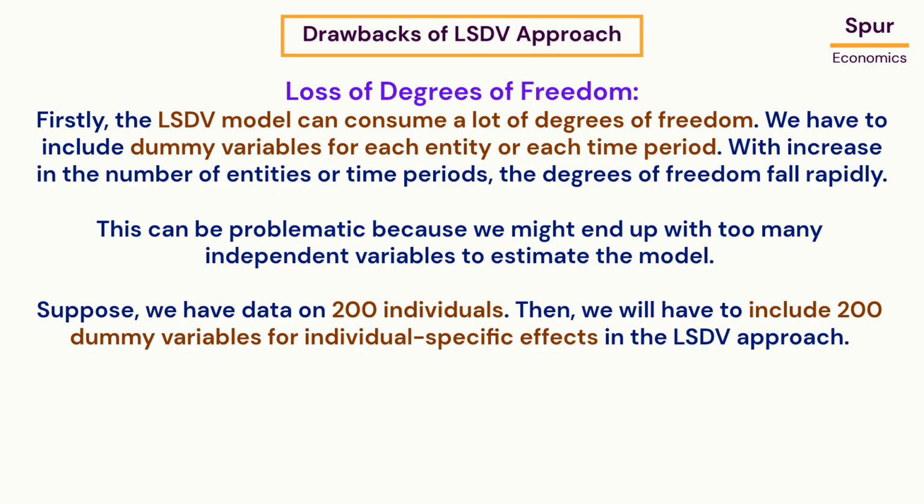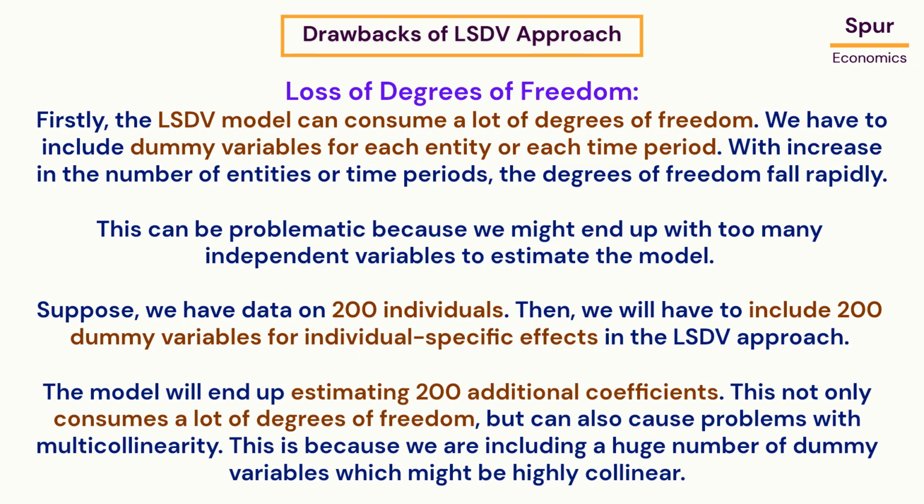Suppose we have data on 200 individuals. Then, we will have to include 200 dummy variables for individual specific effects in the LSDV approach. The model will end up estimating 200 additional coefficients. This not only consumes a lot of degrees of freedom, but can also cause problems with multicollinearity. This is because we are including a huge number of dummy variables which might be highly collinear.